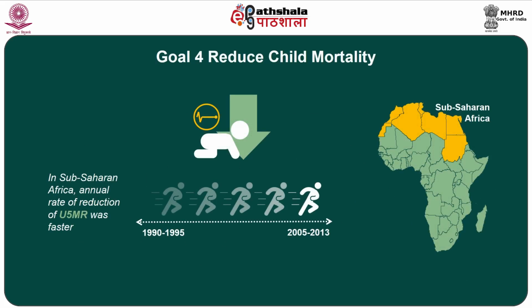Since the early 1990s, the rate of reduction of under 5 mortality has more than tripled, but in sub-Saharan Africa, the annual rate of reduction of under 5 mortality was over 5 times faster during 2005-2013 compared to the reduction during 1990 and 1995.